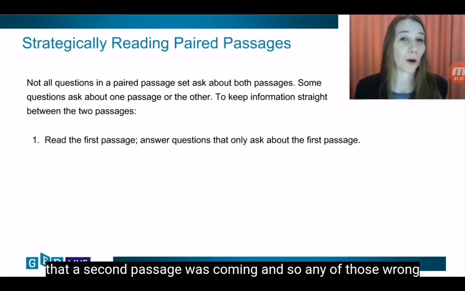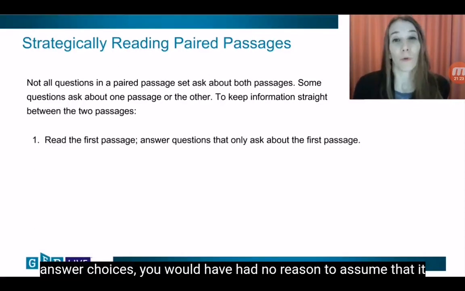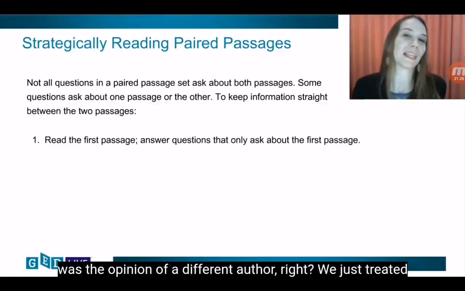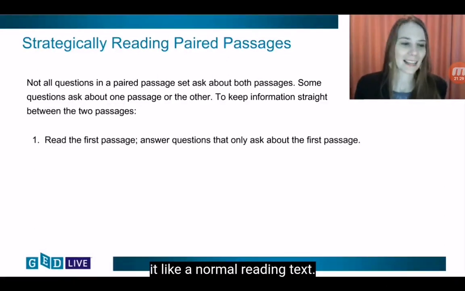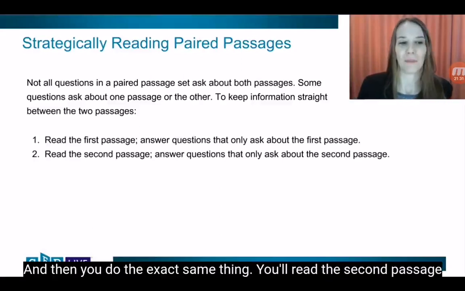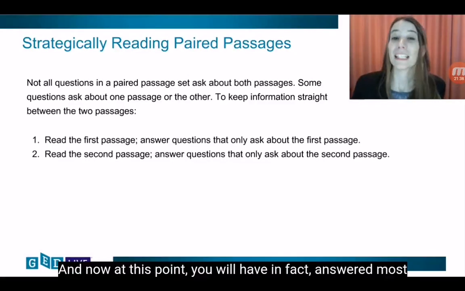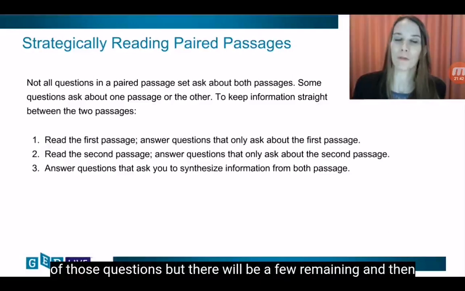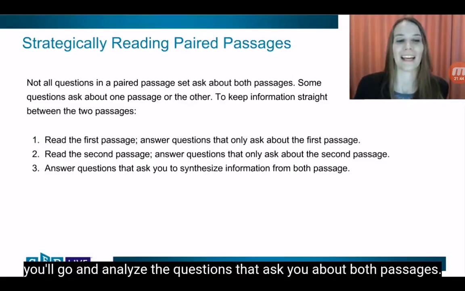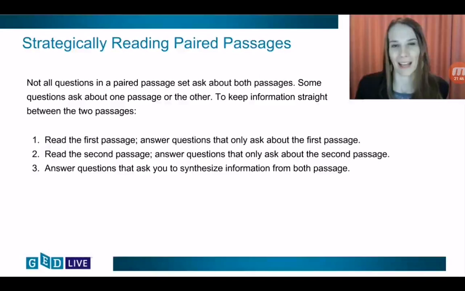Notice how when we did that passage, you had no idea that a second passage was coming, and so any of those wrong answer choices, you would have had no reason to assume that it was the opinion of a different author, right? We just treated it like a normal reading text. And then you do the exact same thing. You'll read the second passage and answer questions that just ask you about the second passage. And now at this point, you will have in fact answered most of those questions, but there'll be a few remaining, and then you'll go and analyze the questions that ask you about both passages.